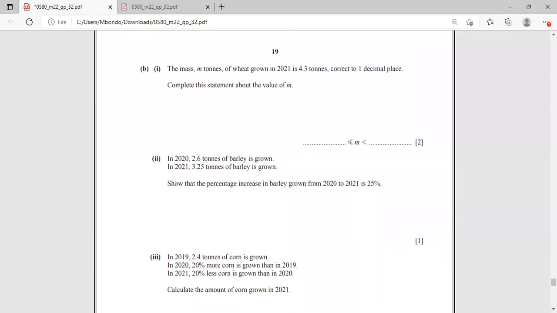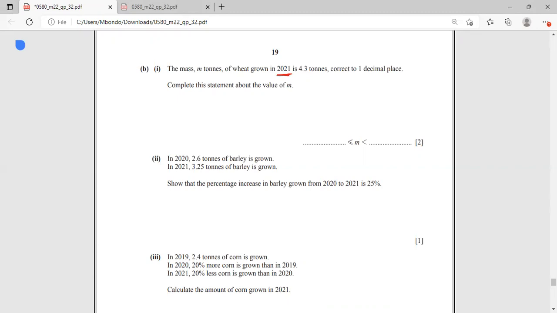And now we have the mass M tons of wheat grown in 2021 is 4.3 tons, correct to 1 decimal place. Complete the statement. So what we are supposed to do here is first of all to find the absolute error.